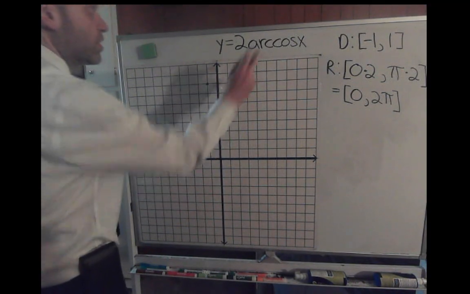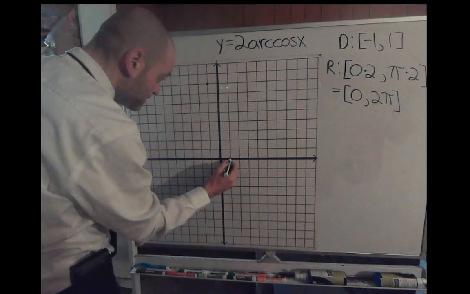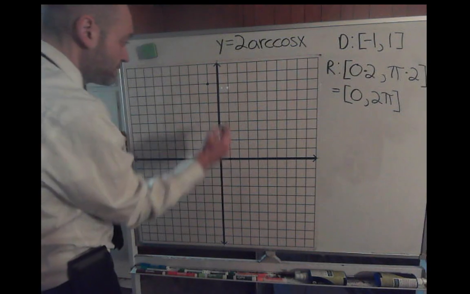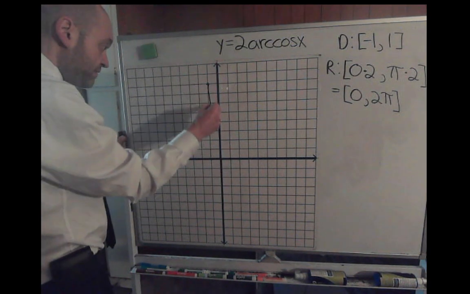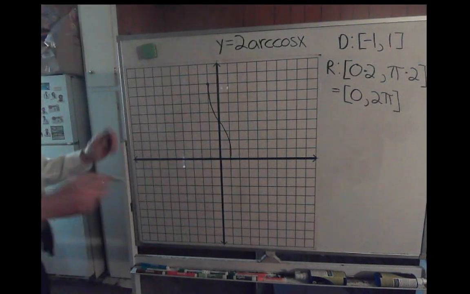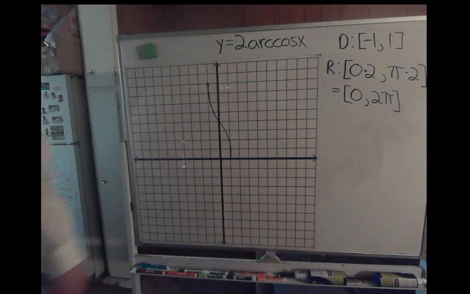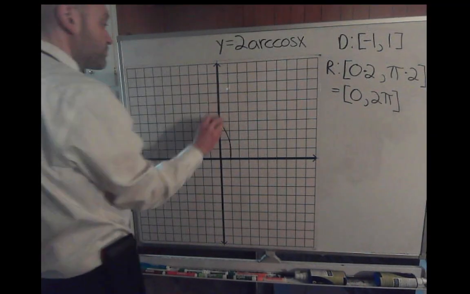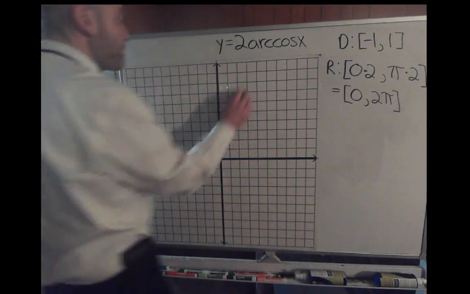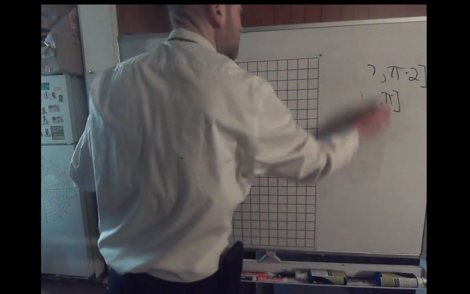Then if I take the arc cosine of 1, that would normally be 0 times 2. Well, that's still 0. That hasn't changed. So your graph is vertically stretched like this because you have that factor of 2. So there's the graph of y equals 2 arc cosine of x. All right.